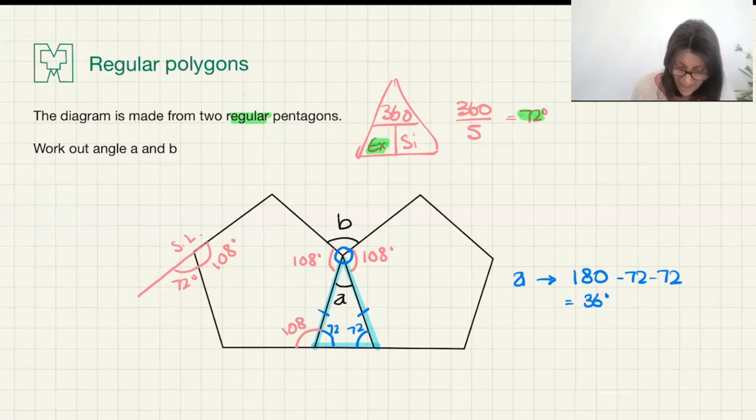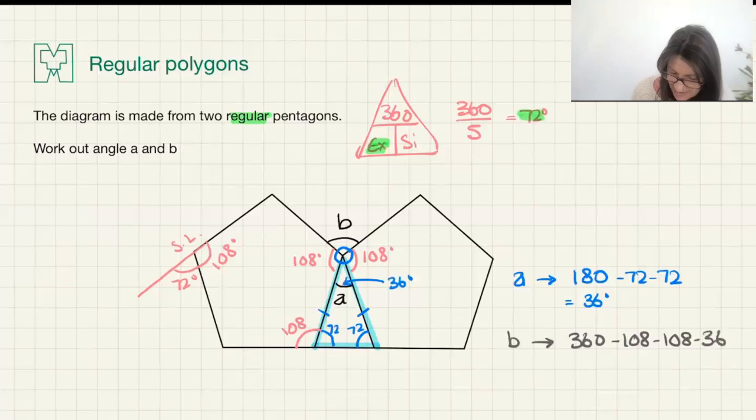Now that I know A is 36 degrees, I've got everything I need to help me find B. B, using angles around a point, is going to give me 360. Take away the 108 and the other 108 and the 36, and I'm left with the missing angle, which is 108 degrees. So no matter how complicated the diagram looks, your first step is to get that triangle triggered.